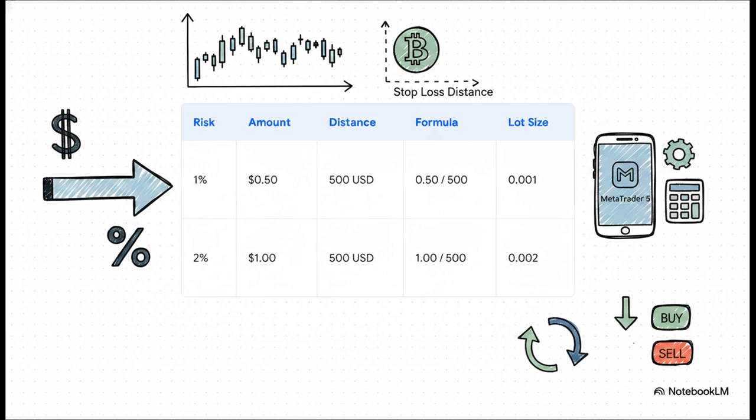Let's break down this exact template from our source for a $50 account trading Bitcoin. If your risk level is 1%, your risk amount is just 50 cents, right? Now, if your stop loss distance on the chart is 500 USD, you use a super simple formula. Risk amount divided by stop loss distance. So that's $0.50 divided by 500, which gives you a lot size result of 0.001. If you bumped it to 2% risk, or $1, you divide $1 by 500, giving you a 0.002 lot size. You just run that quick math, and whatever the result is, that's the exact volume you type into MT5 before you ever hit buy or sell.